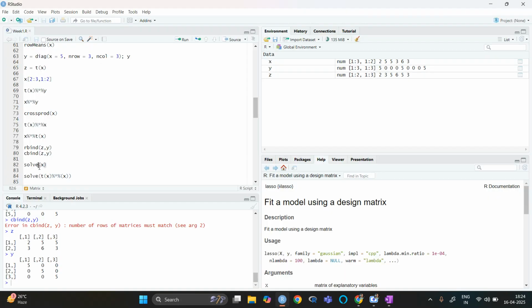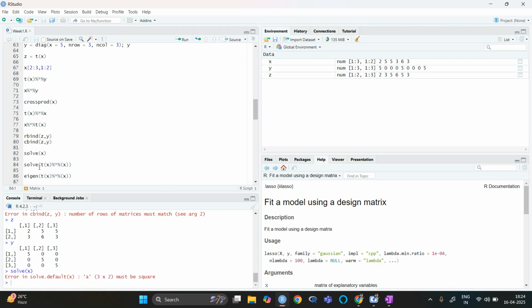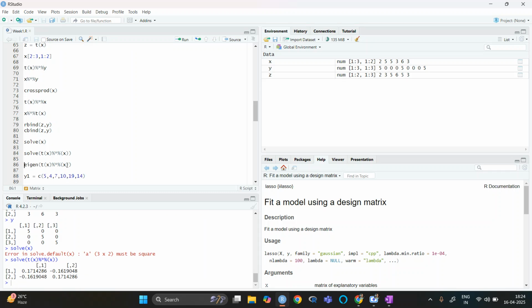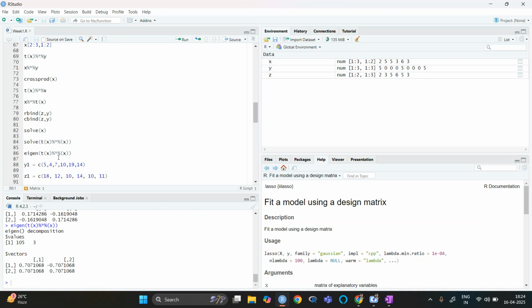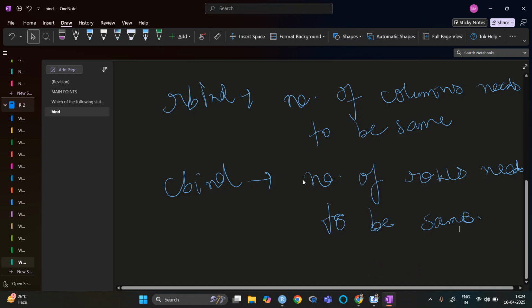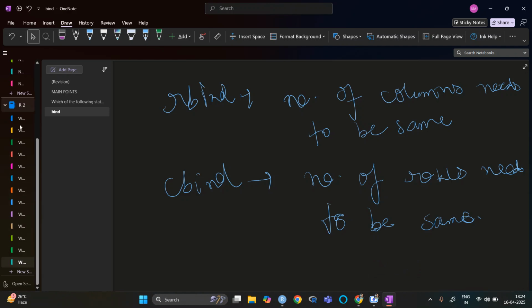Now this one is used to solve for x, and you can see that x is not a square matrix, so that is why it cannot solve it. So you can solve this, and then finally you can find the eigenvalues of this. So eigen of this gives the values and the vectors. These are the eigenvalues, these are the eigenvectors. So this is regarding the matrix.